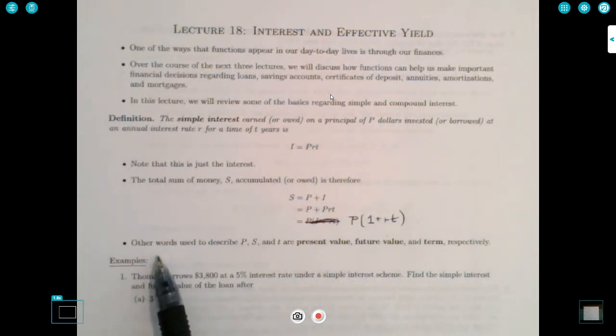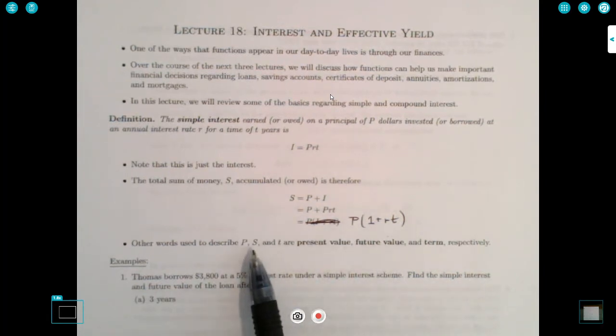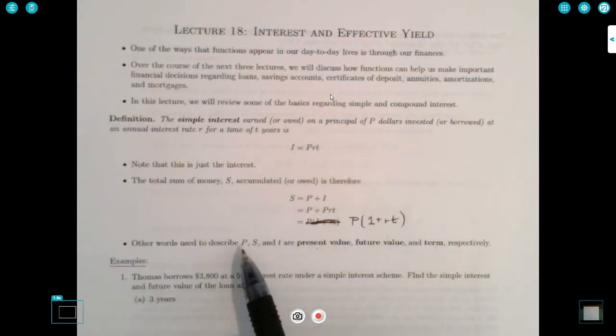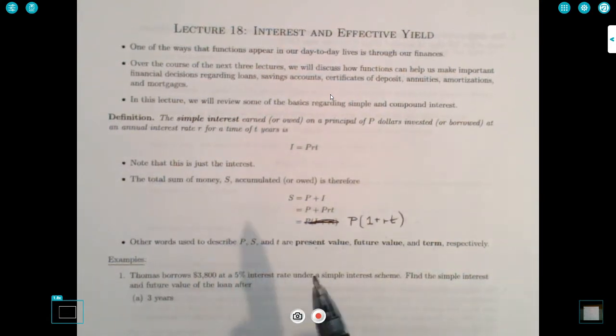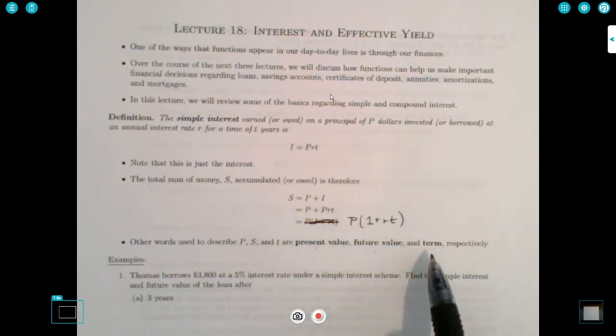So that's the total sum that you make. Other words to describe the principal, the sum, and the time are present value for principal, future value for sum, and term for time, right? So we'll use those terms interchangeably: principal and present value mean the same thing, and we use the letter P to represent that. Sum and future value mean the same thing, and we'll use the letter S to represent that. And time and term mean the same thing. We'll use the letter T to represent that.